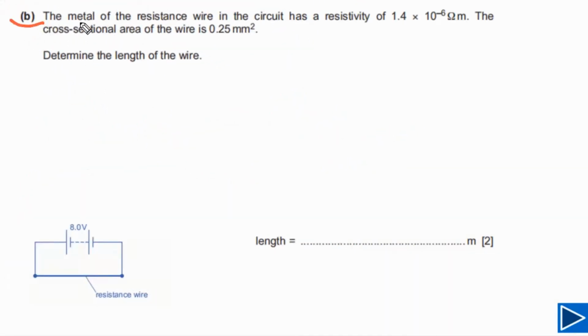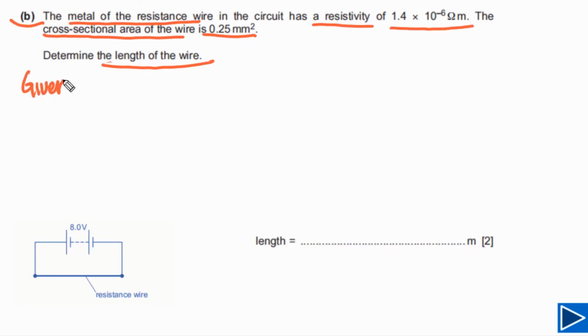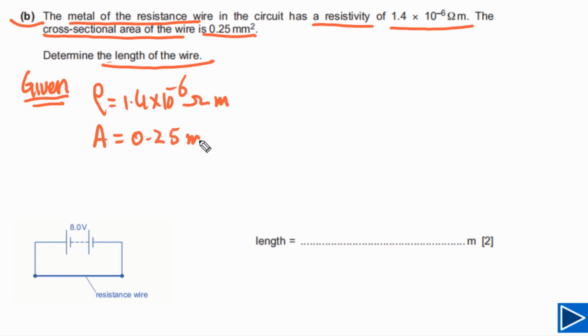For part B, it is given to us that the metal of the resistance wire in the circuit has a resistivity of 1.4 times 10 to negative 6 ohm meters, and the cross-sectional area of the wire is equal to 0.25 millimeter squared. We need to determine the length of the wire. So the best way to answer this question is, first of all, write down what is given to us and what we have calculated for this question. The resistivity of the wire is given, that is equal to 1.4 times 10 to negative 6 ohm meters. The cross-sectional area of the wire is given, that is equal to 0.25 millimeter squared.